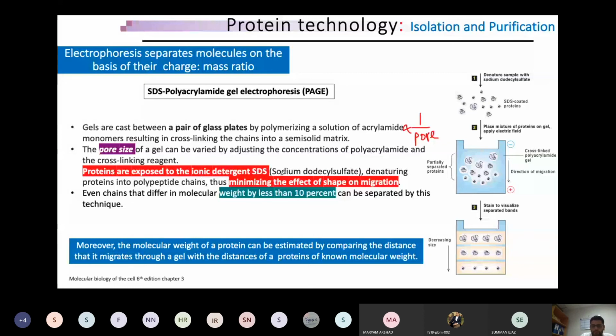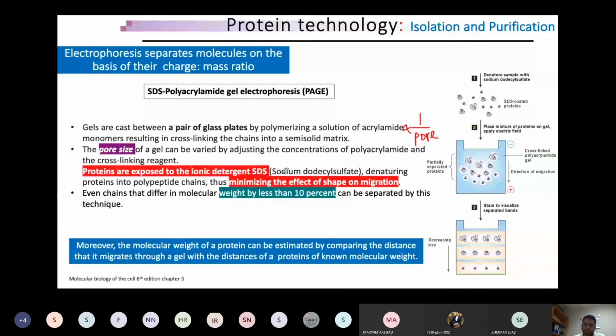As I told you before, SDS stands for sodium dodecyl sulfate, and this sodium dodecyl sulfate denatures the proteins. That means any secondary structure, any tertiary structure is no more there. So the secondary and tertiary structures are gone, their hydrogen bonds are gone, and now the proteins are just one-dimensional molecules on the basis of size.